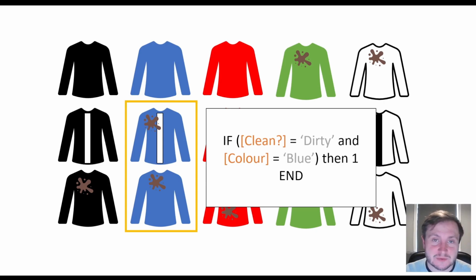And you can see that's what it's done here. So we can see we've got our two blue tops. They're both dirty. It's ignoring the stripe because that's not within my if statement, but I'm able to use two different variables. And if I wanted to pull through all of my blue tops that are dirty and all of my green tops that are clean, I could add another if statement underneath that one to say if clean equals clean and color equals green, then 2, and then all my 1s would be my dirty blue tops and all my 2s would be my clean green tops.